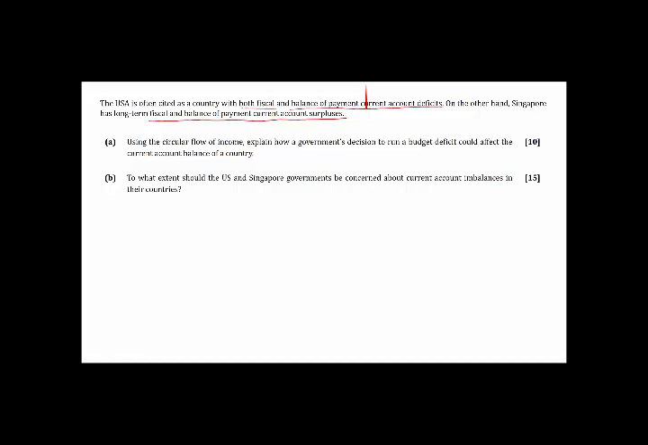Alright, so first question, we are asked how a government's decision to run a budget deficit can affect the current account balance of a country. So when we talk about your fiscal balance, we're looking at your government spending versus government revenue from your taxes, etc. So when we say that we have a deficit, this means that we are spending more than our revenue. If it's a surplus, it means that our revenue is more than our spending.